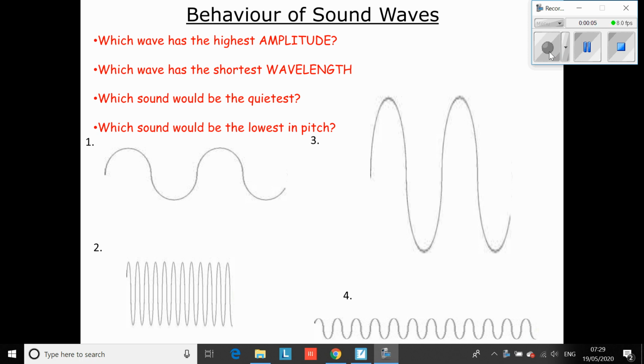So what we're going to be doing today is jumping forward slightly and looking at sound waves. Don't worry, we're going back to look at the other things we haven't done yet a bit later on. So what I would like you to do is quickly sketch these into your book and then identify which of these waves have the highest amplitude, the shortest wavelength, which sound wave would be the quietest, and which would be the lowest pitch. I would like you to have a very brief explanation, one sentence explaining your choice. That'll probably take you about 5 minutes. So pause the video and start that off now, please.